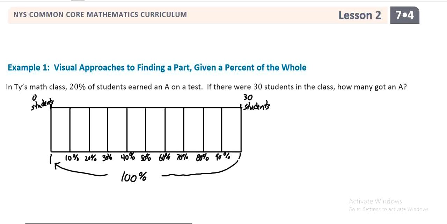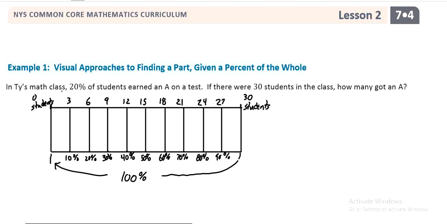So what I want to do up here is think how many students each 10% represents. I know I broke this up into 10 spaces. 30 divided by 10 gives me 3. So I can label this as 3 students, 6, 9, I keep going, 12, 15, 18, 21, 24, 27, and then right there, 30.